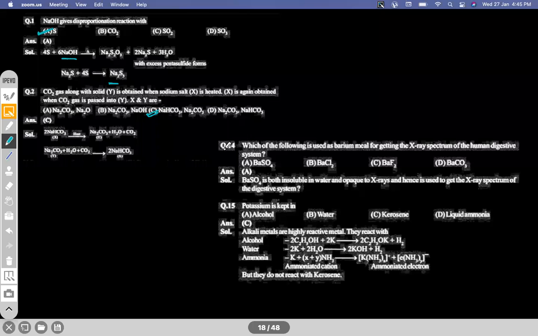Okay, this is also factual, number 14. Which of the following is used as barium meal for getting the X-ray spectrum of the human digestive system? BaSO4 is both insoluble in water and opaque to X-rays, and hence is used to get X-rays of the digestive system. Barium sulfate is correct over here.